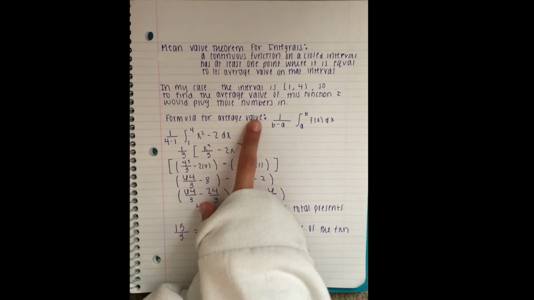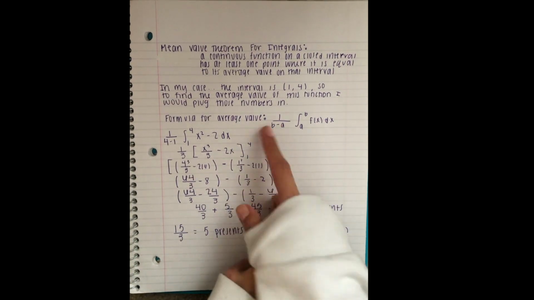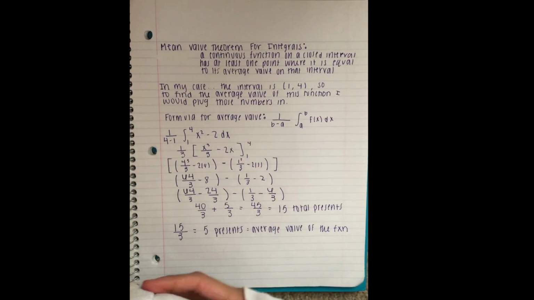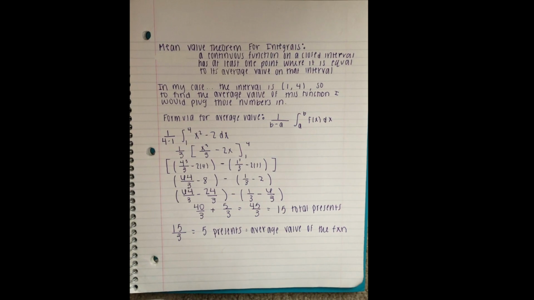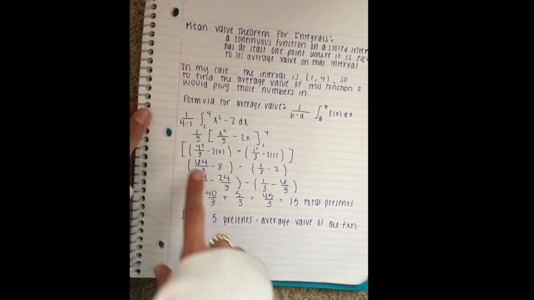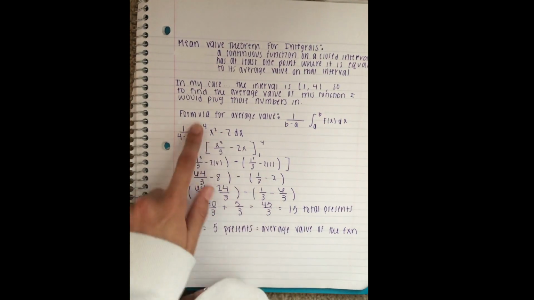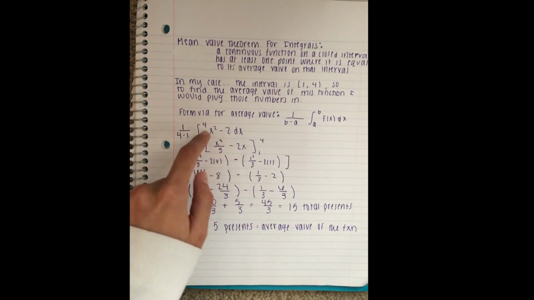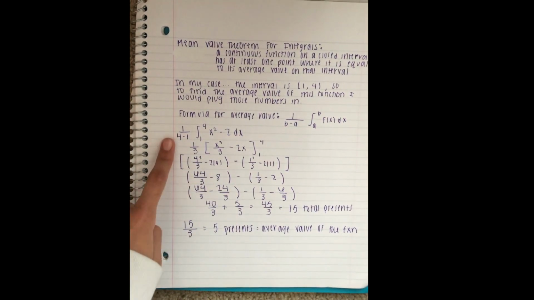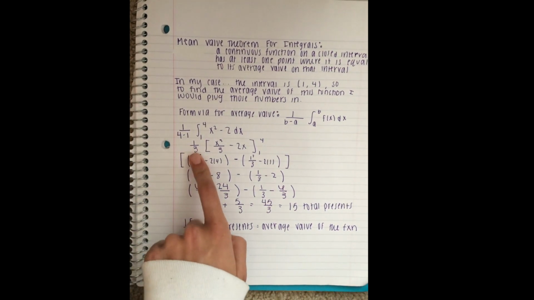The formula for average value is 1 over b minus a times the integral from a to b of f of x dx. So to plug those numbers in, I would do 1 over 4 minus 1 times the integral from 1 to 4 of x squared minus 2 dx. 1 over 4 minus 1 is 1/3.